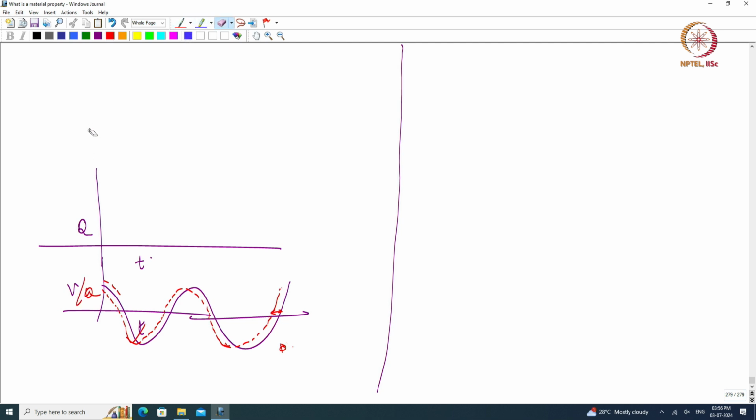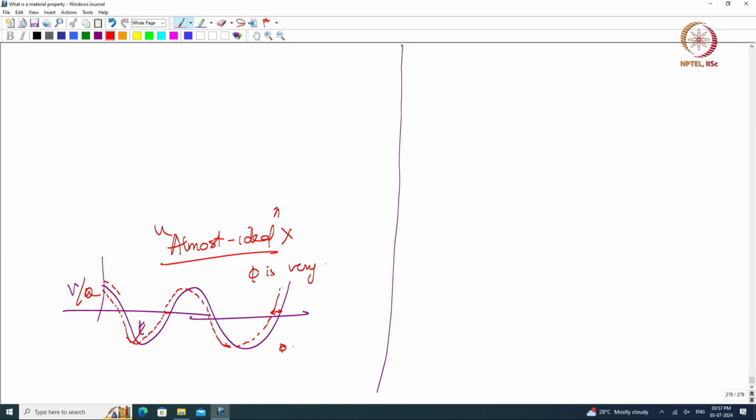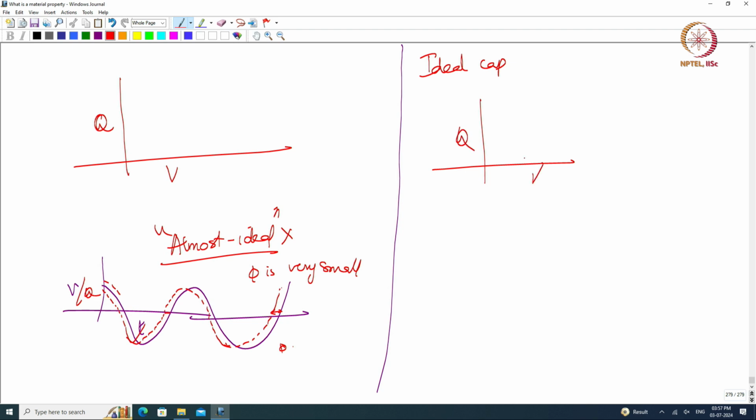Now, this is almost a very good capacitor, almost an ideal capacitor, but there is nothing like almost ideal, right. It is either ideal or it is not, right. So, there is nothing like an ideal capacitor, but the phase difference phi is very small, right. If the phase difference phi is very small and I ask you to plot how Q versus V looks like, for an ideal capacitor Q versus V is going to be a straight line, right.